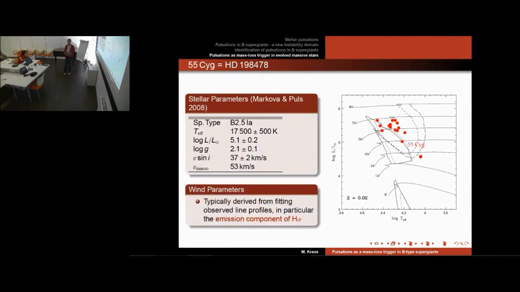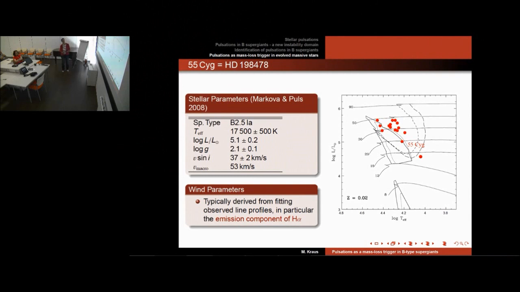What we are doing is, of course, we try to search for all kinds of pulsation modes, and now I would like to talk about my favorite star, this work that is in progress. It's 55 Cygni, it's located here in the HR diagram. This is a list of stellar parameters taken from the literature. You see here the macroturbulent velocity is almost twice as high as the predicted value.